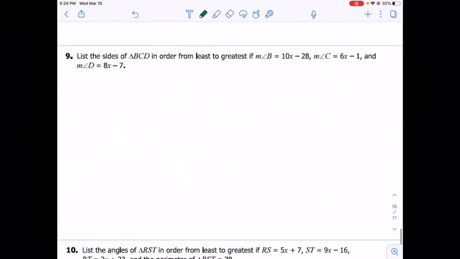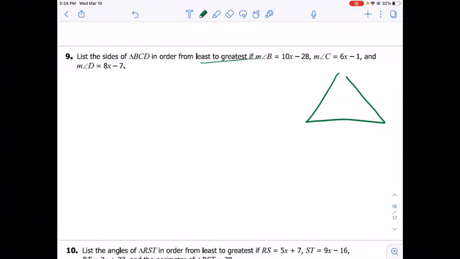So we got a couple more left here. Let's take a look at the next one. Now we're going to order from least to greatest. Once again, you may want to draw your picture here so you know what you're looking at. We got B, C, and D. So we know we add them all up, set them equal to 180.